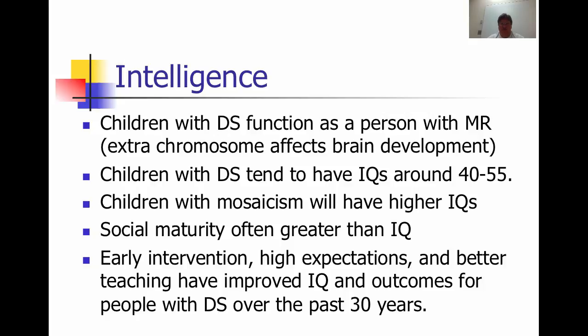And then the most important thing on this slide, and perhaps all of these slides on Down syndrome, is that early intervention, high expectations, and better teaching have improved the IQ and the general outcomes of people with Down syndrome over the past 30 years. So whereas 30, 40 years ago, children with Down syndrome were kind of written off, maybe put into special schools or special homes, we now realize that integrating and including these children into regular classrooms and providing lots of early stimulation and interventions for them can lead to better outcomes for these children.